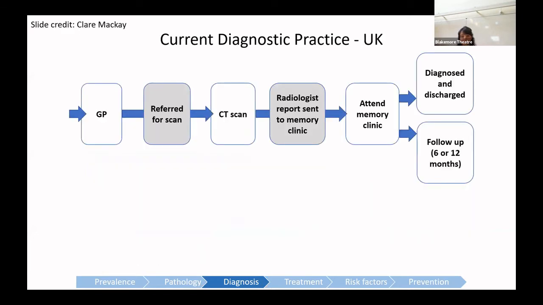So let's say someone comes to the clinic in the UK with memory problems. What's the usual streamline for them to be able to get a diagnosis? Here in the country, you go to your GP. The GP will refer you for a scan. Often this is a CT scan. The radiologist will look at the scan and send the report to the memory clinic. And then your memory clinic will do a few more tests looking at your family history and more cognitive tests, and then give you a diagnosis and then discharge you and follow up within the next year.